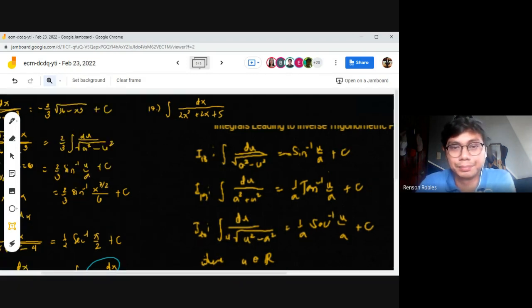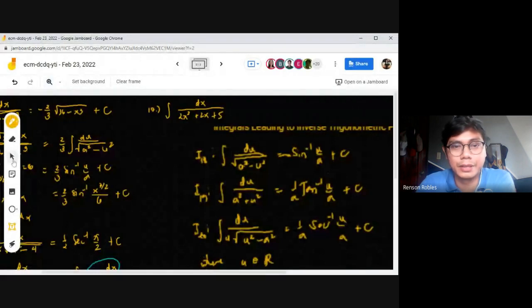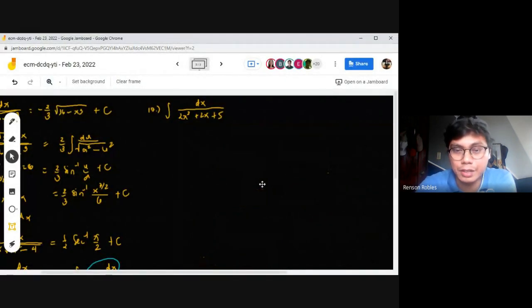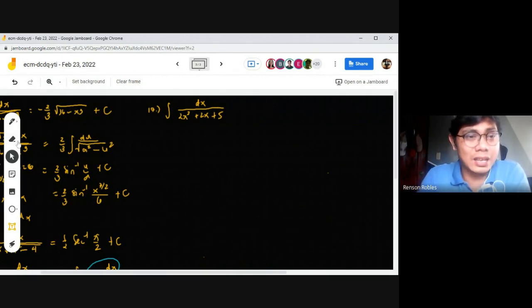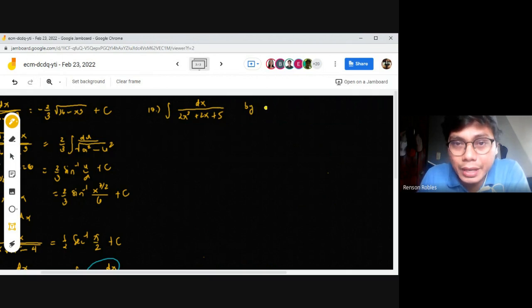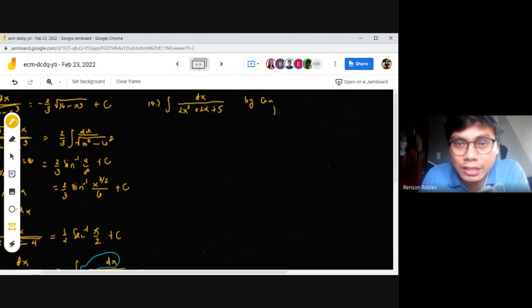Okay? Now, let me just remove that. So, this time, you recall the completing the square. So, gagamit na tayo dito ng completing the square, because our goal is to rewrite the denominator in 2 terms alone.